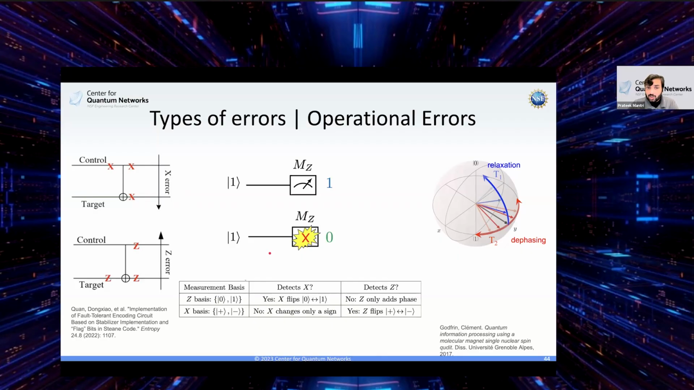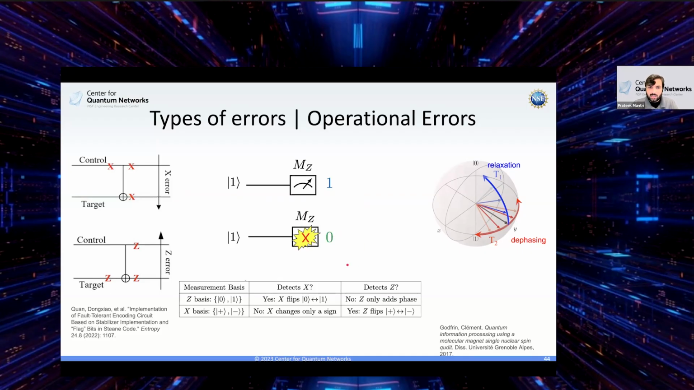In terms of measurement noise, let's say we had a state ket 1 and we do a computational basis measurement and we expect a 1. The measurement device might be faulty, or there might be a bit flip occurring at the measurement device itself, and then we end up reading the 0. And as we saw in earlier protocols, this correct reading of the measurement is highly critical for our protocols to function properly.